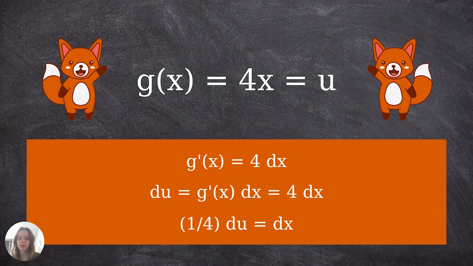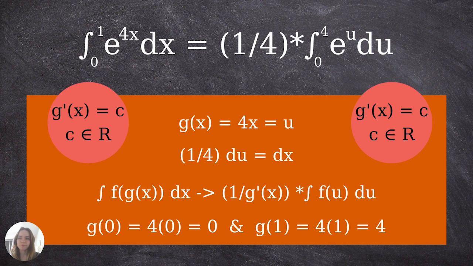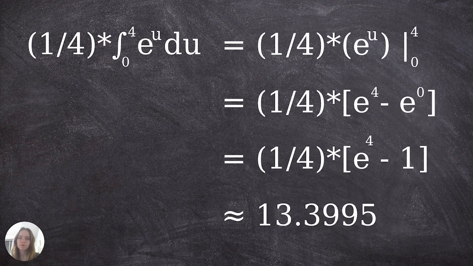This can be algebraically manipulated to isolate dx by simply dividing each side by 4, so that 1/4 du is equal to dx. Then we just plug everything in. 4x is u, so instead of e to the 4x, we just have e to the u, and dx is 1/4 du, so instead of dx, we have 1/4 du. And because 1/4 is a constant that can be moved out to the front of our integral, we do that. Lastly, we change the bounds to be consistent with our U-Substitution by plugging them into our g of x. G of x in this case is 4x, so 4 times 0 is 0, and 4 times 1 is 1.